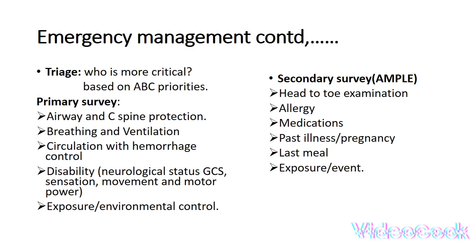On D, we look at disability. This is where we assess the GCS, the Glasgow Coma Scale, of the patient. Can he open the eyes spontaneously, can she or he move the arms, can he respond to commands? We see how he is oriented, and based on this we classify whether he has a severe, moderate, or mild head injury according to the GCS score.